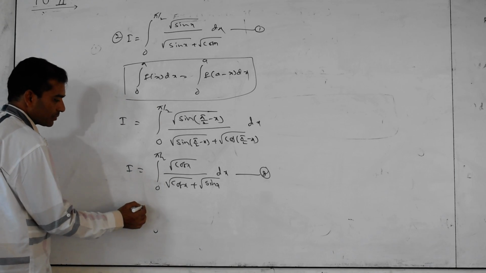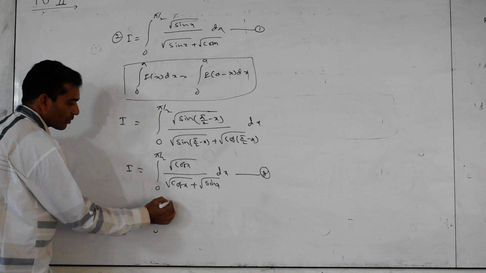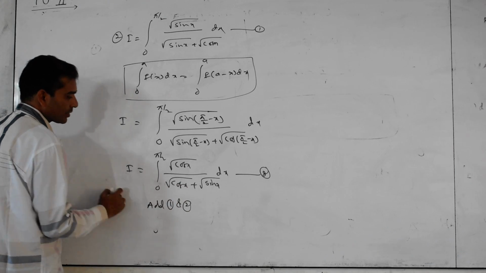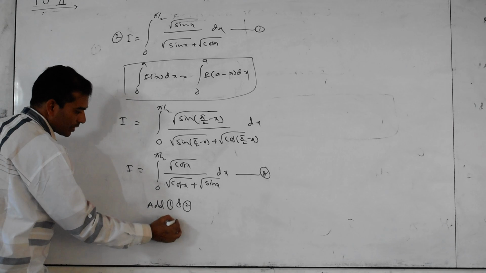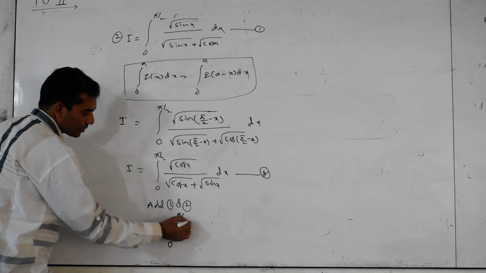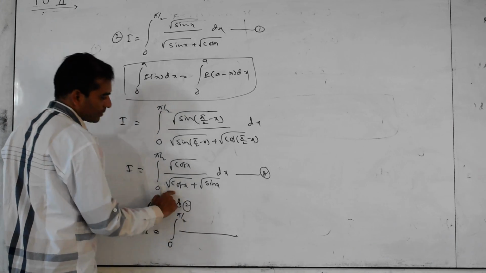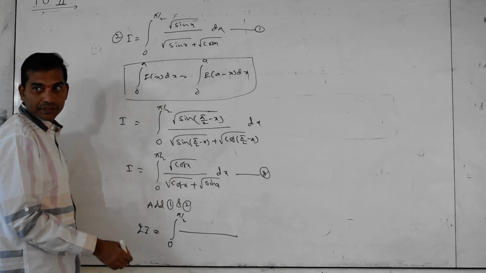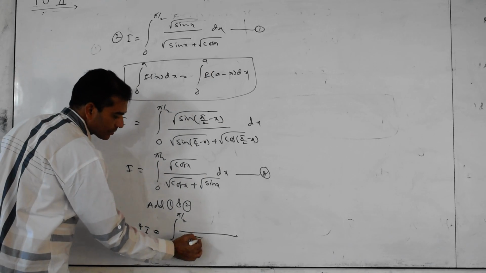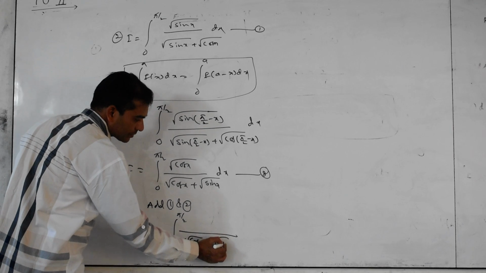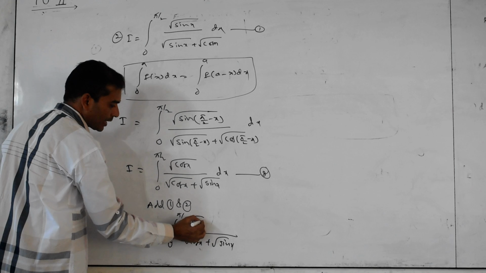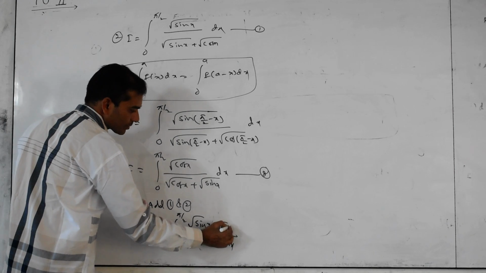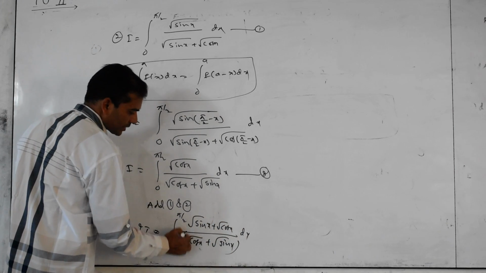Add 1 and 2. I plus I, 2I, equals integration of 0 to pi by 2. What is the denominator? Same or not? Yes, root of cos x plus root of sin x. The numerator will be the same: root of sin x plus root of cos x. This gets cancelled.